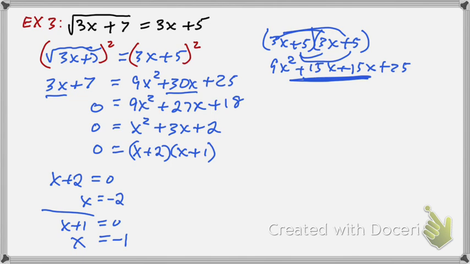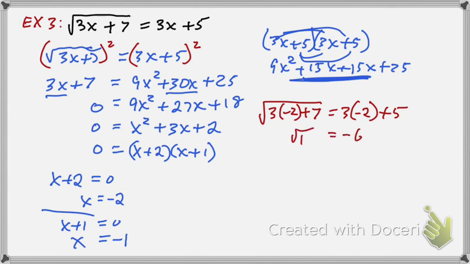So come over, original equation, I say the square root of 3 times negative 2 plus 7 equals the square root of 3 times negative 2 plus 5 on the other side. So under the radical, I've got negative 6 plus 7 is that. Over here, I've got negative 6 plus 5. Nope. Check my math.